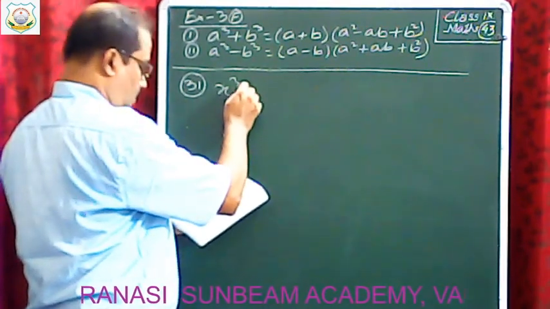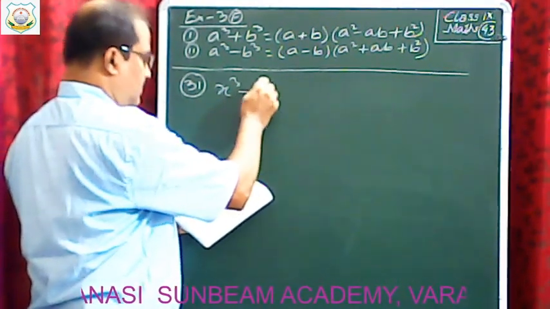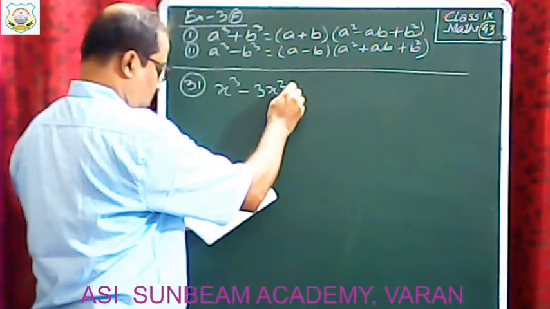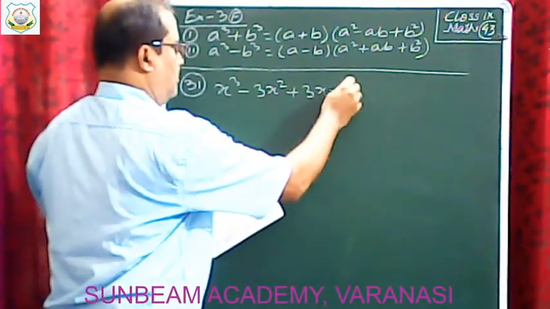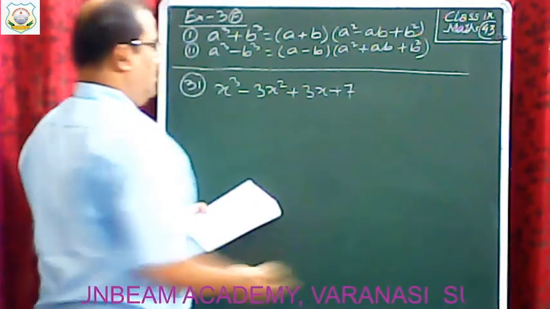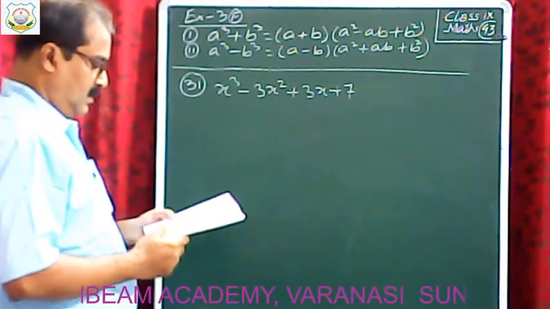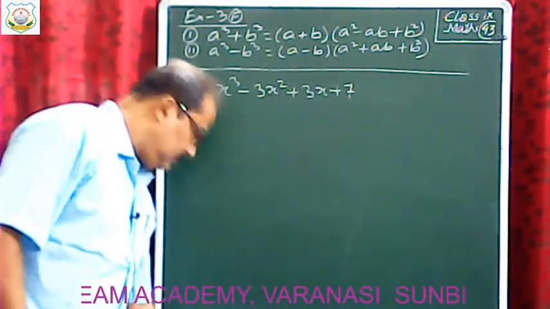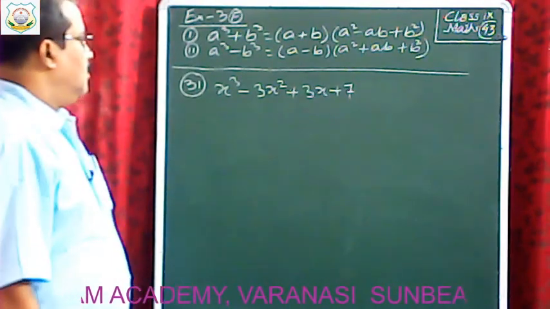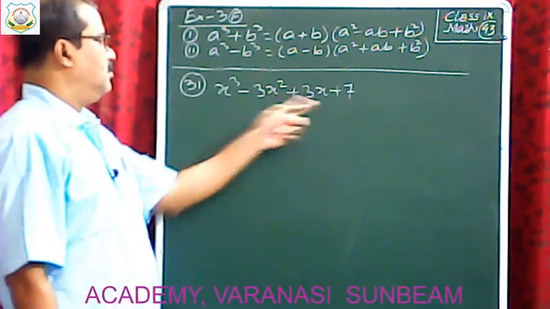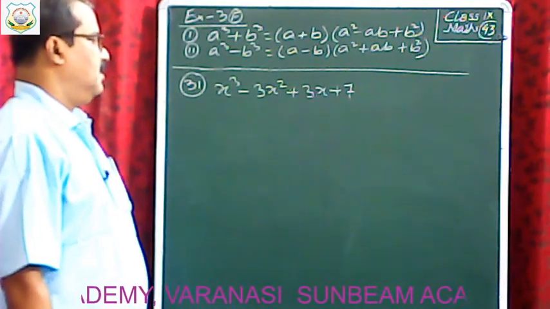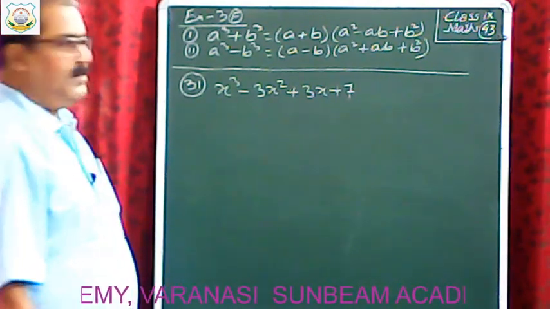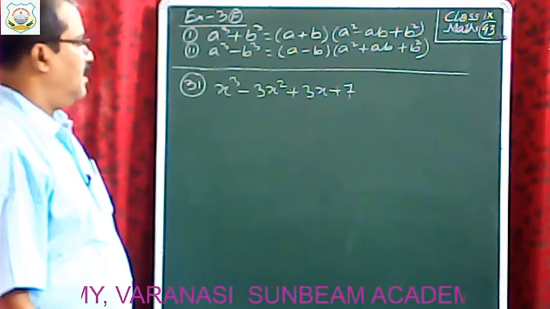x cube minus 3x square plus 3x plus 7. We have to factorize. So 1, 2, 3, 4 terms are there. One is only perfect cube terms. You have to balance the given polynomial first. How to balance?